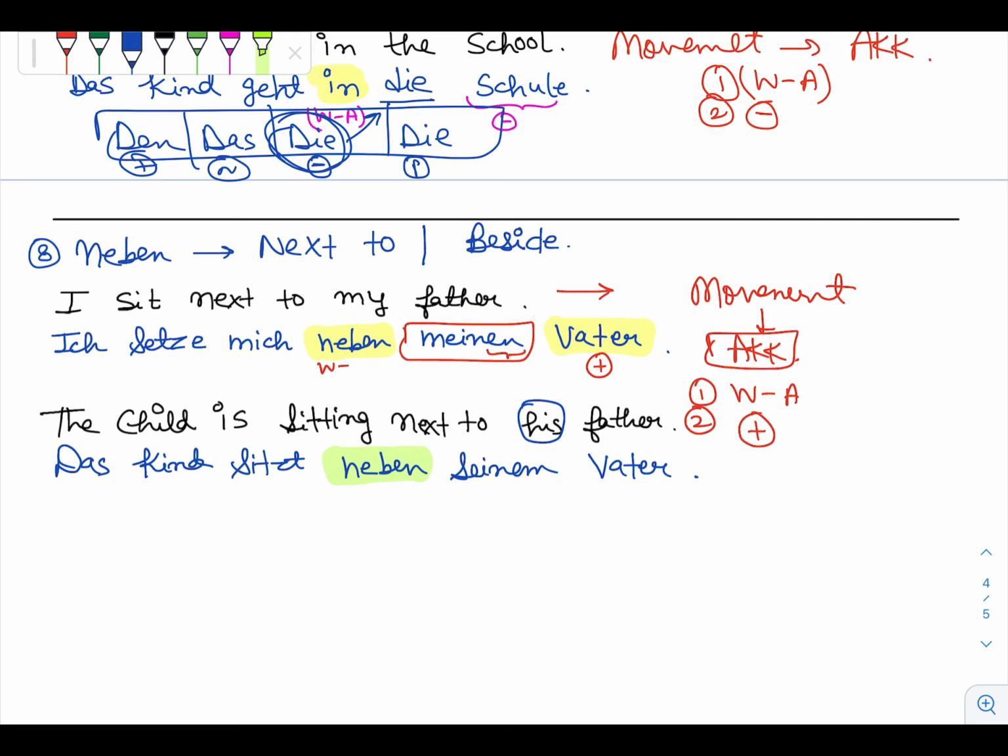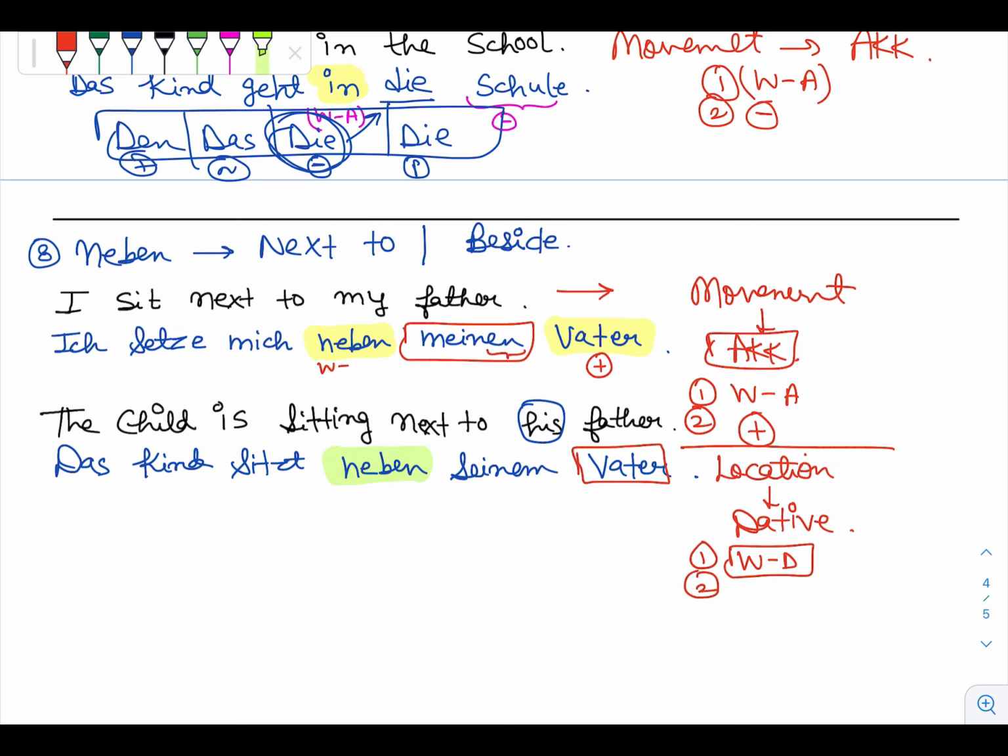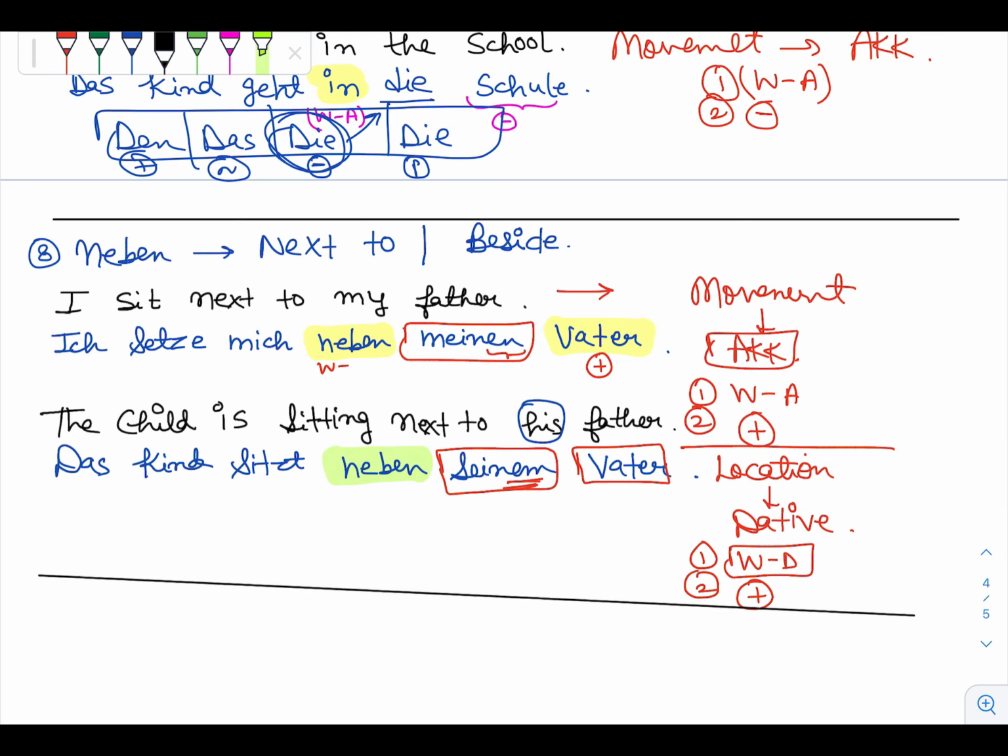So the preposition we use is Wechsel, and here the child is simply sitting next to his father. So location, which comes into dative. So the first thing is clear, Wechsel of dative. Second thing, father takes masculine. That's why here it is the "em" ending. And I explained all this in our previous chapters. Okay.